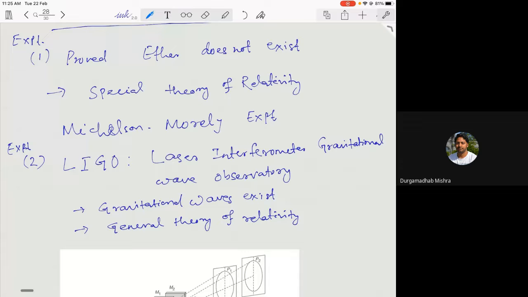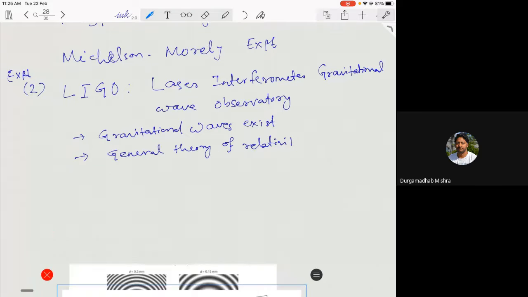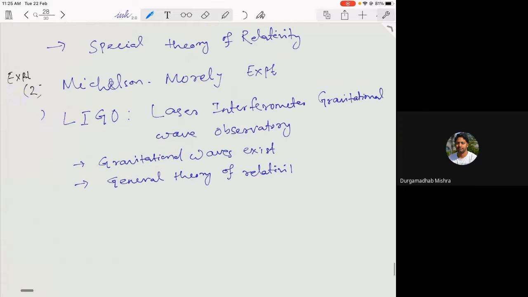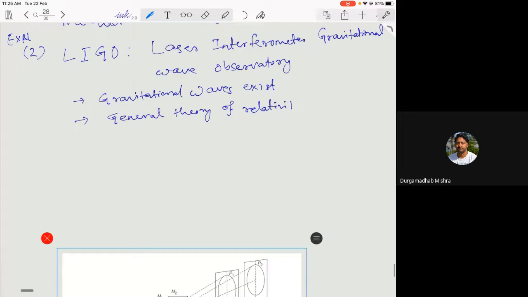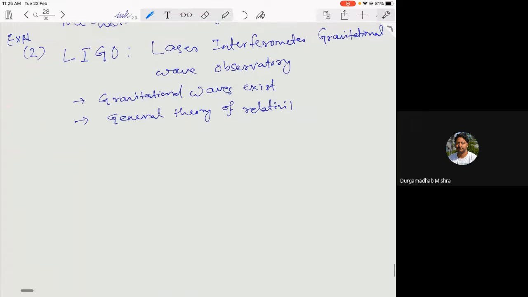And what is the experiment? So let me show that. Okay. So how do you perform this experiment? It is again a very interesting way.